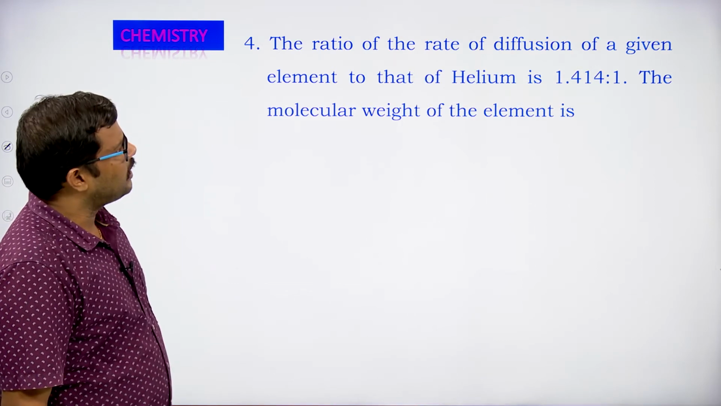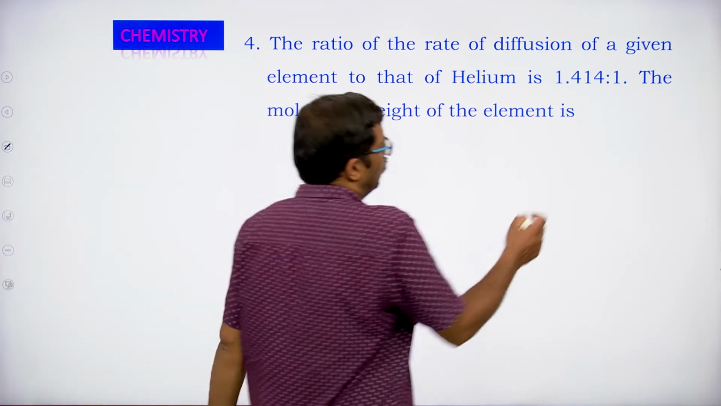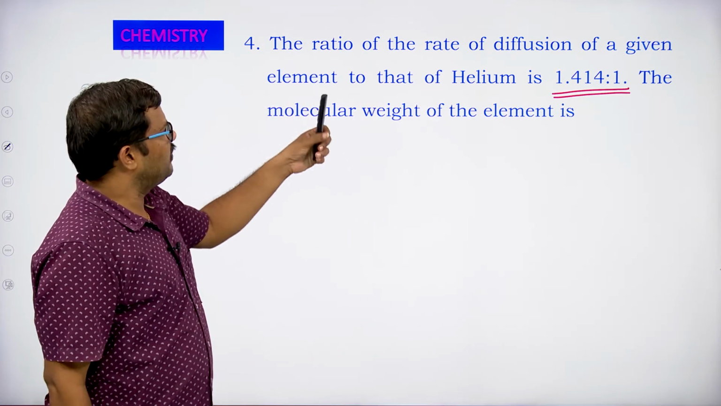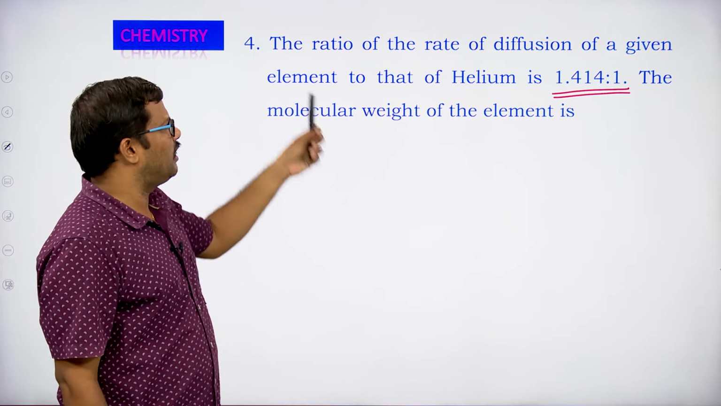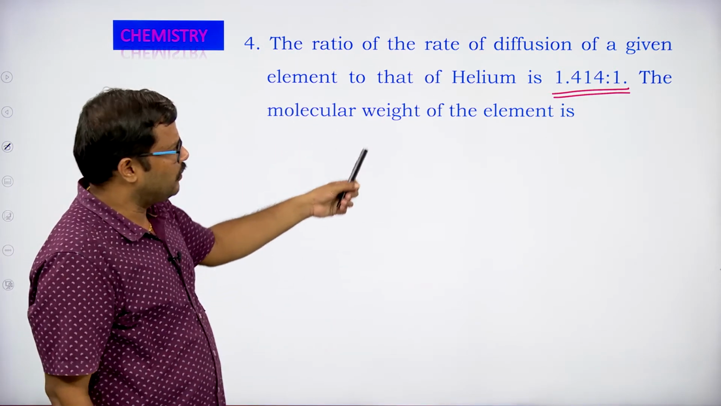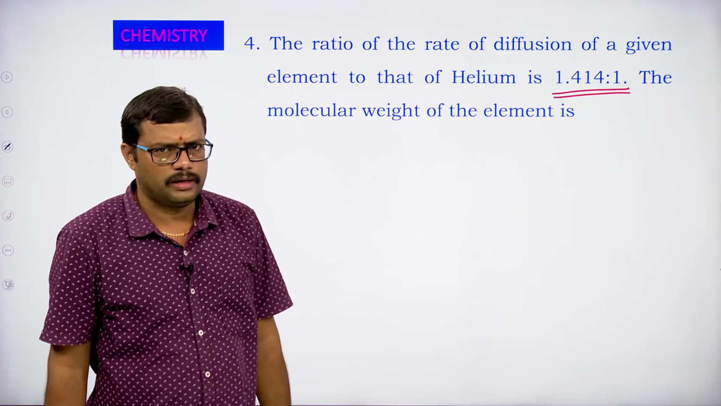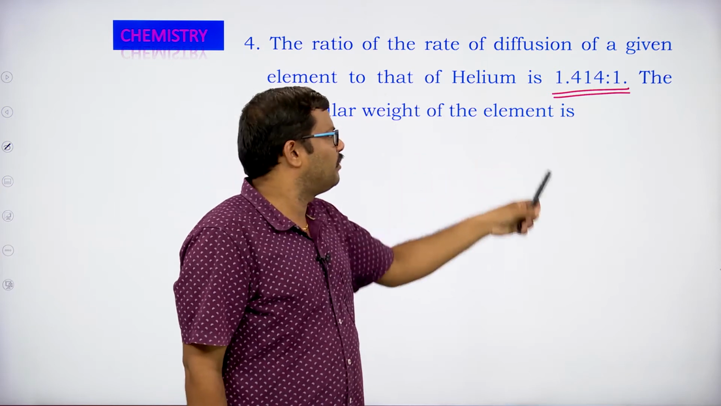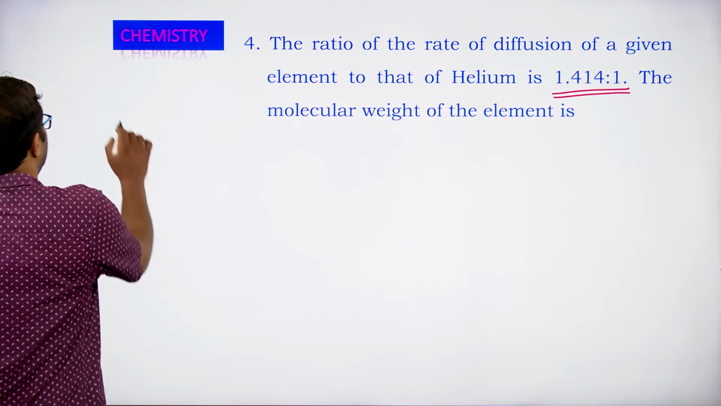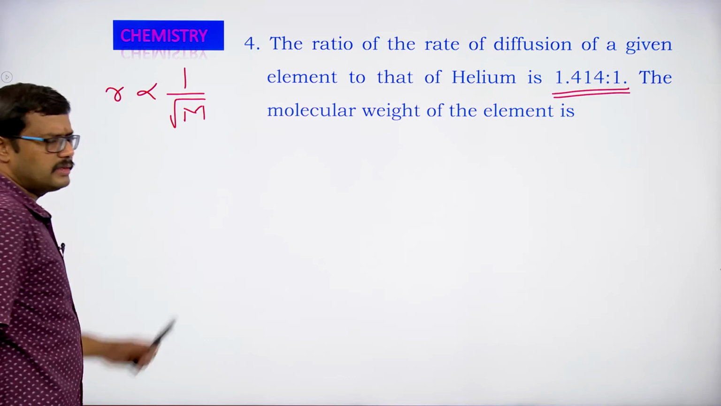The ratio of the rate of diffusion of a given element to that of helium is 1.414:1. What they have given is that the ratio of the rate of diffusion of the element to that of helium comes out to be 1.414:1. The molecular mass of the element is what they are asking. We know that rate of diffusion and molecular mass are inversely proportional by this equation, so we can apply this equation.